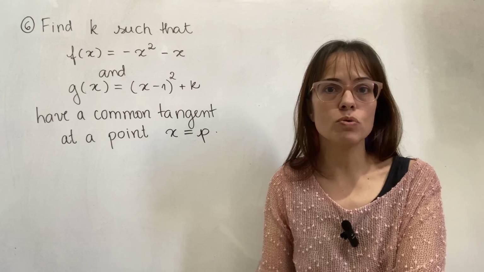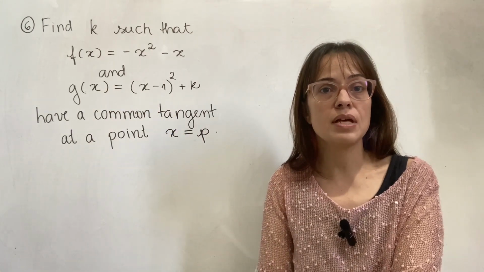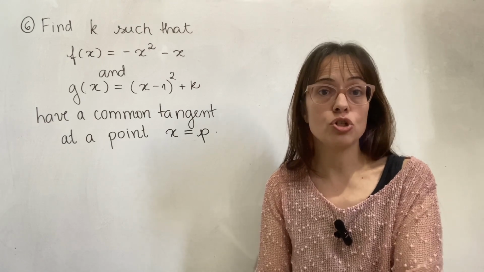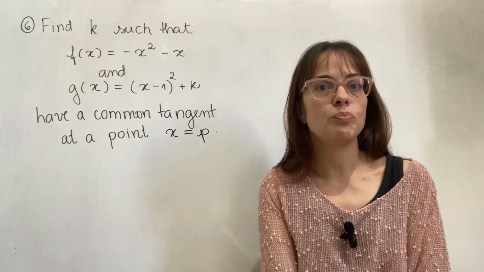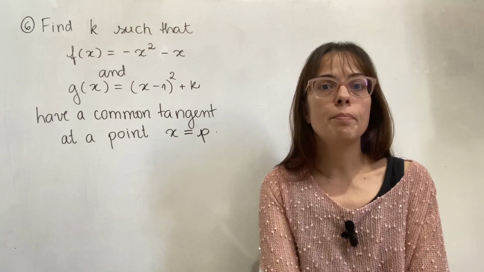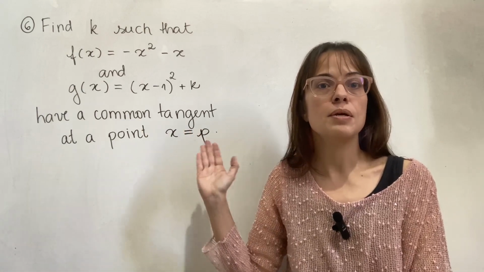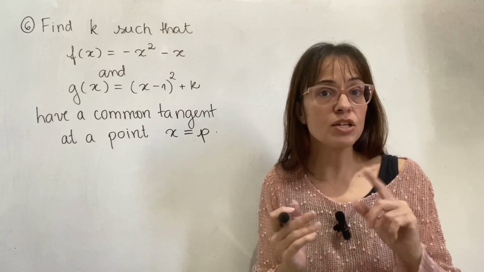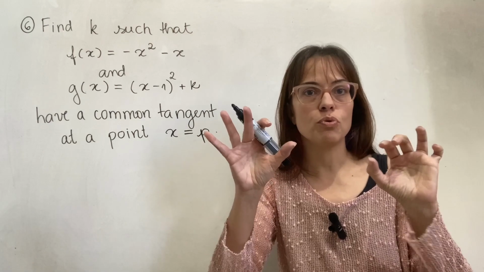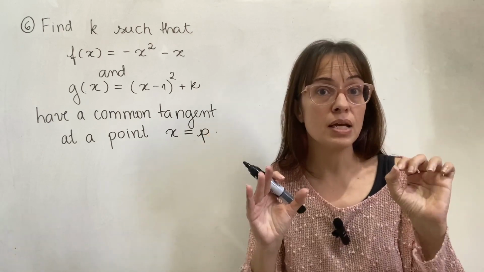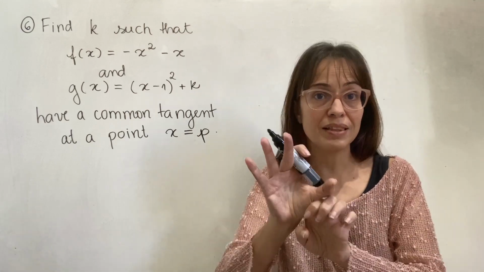Exercise 6 is also about two functions having a common tangent. This means that it's one line that is tangent to both functions at the same time. In this way, it's similar to the previous exercise that we were just doing. But now he wants that common tangent to be at a point x equals p. And that is not what was happening in exercise 5, where the line was tangent to both functions but at different points. And now we want the same tangent to both functions at the same point.